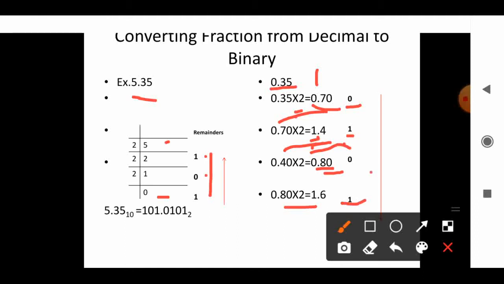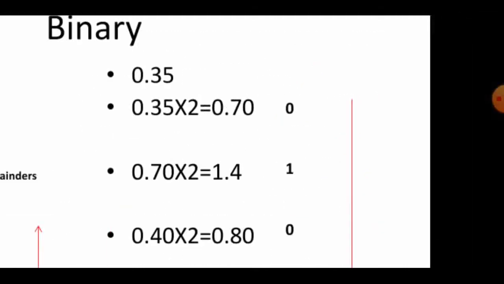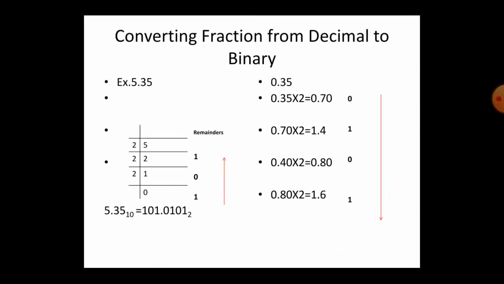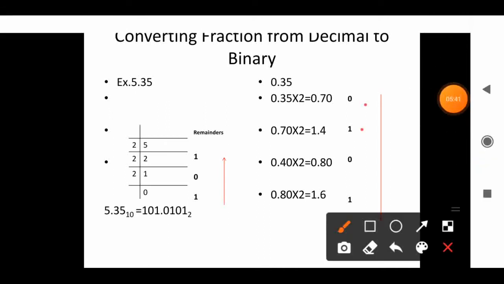So what is the result of this? Here you have to write the numbers from top to bottom. That is 0, 1, 0, 1, 1. So now what is the result for the decimal number 5.35? What is the binary number?